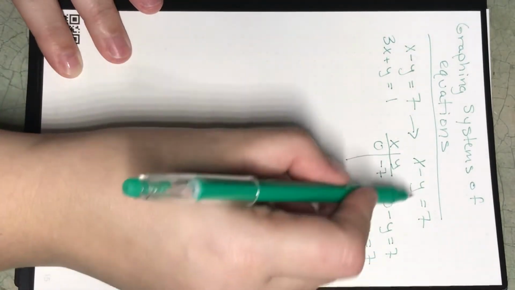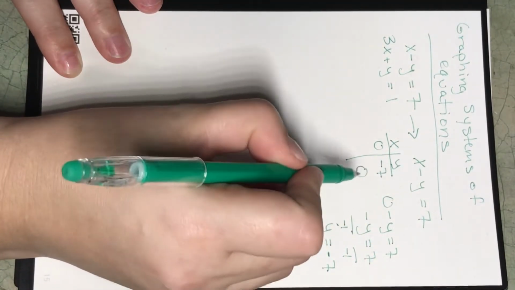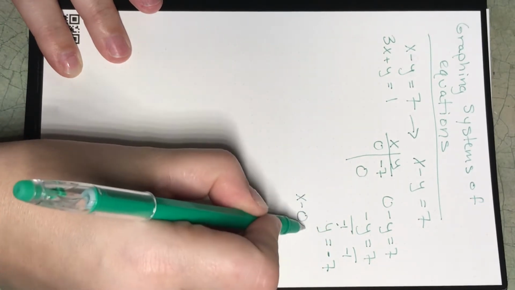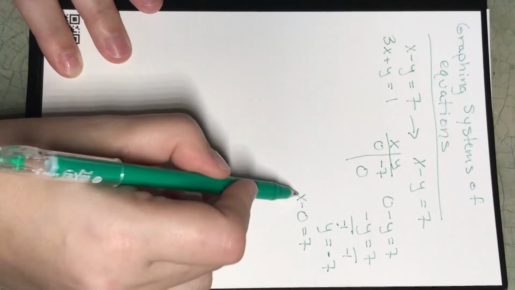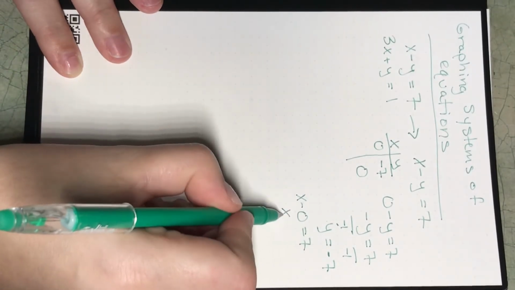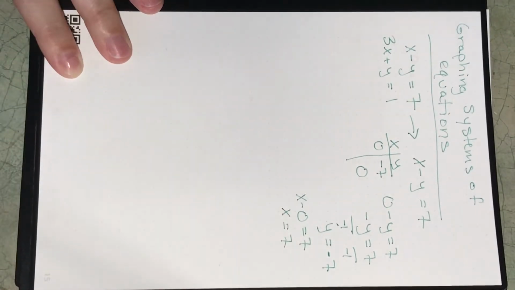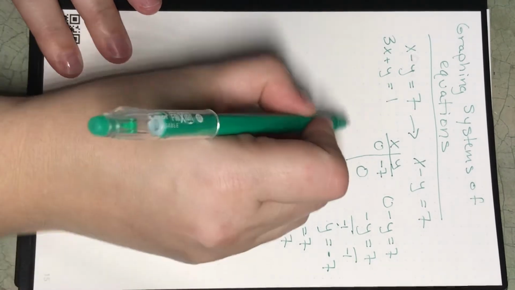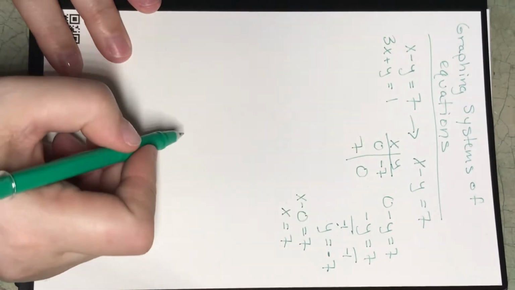Then I'm going to find where y is 0. So x minus 0 equals 7. Well, x minus 0 is just x. So x equals 7. So now I have 7, 0 as my other point.